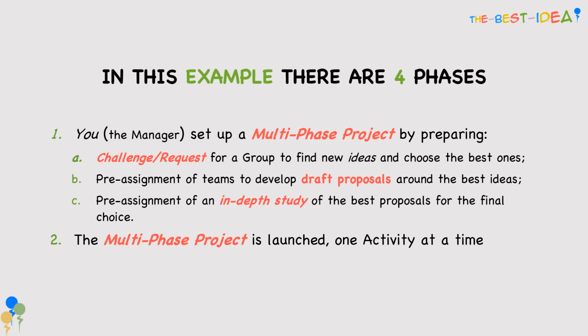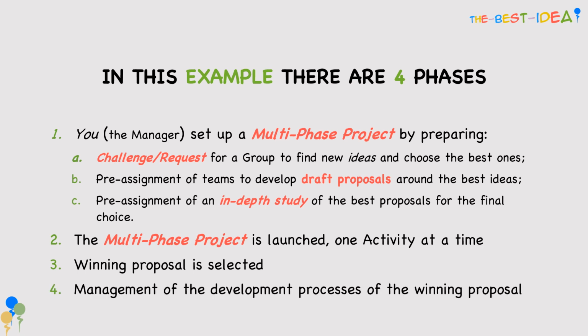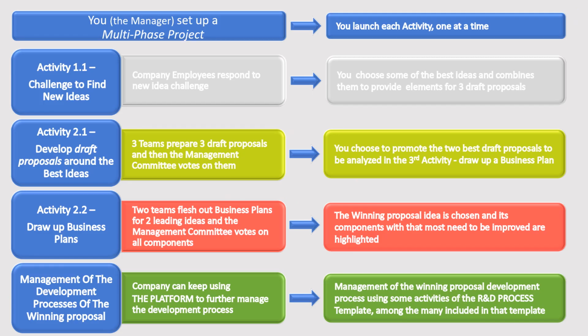In the second phase, the multi-phase project is launched, one activity at a time, by entering the start and end dates to participate. In the third phase, the winning proposal is selected, based on the work done up to that moment. In the fourth phase, the development processes of the winning proposal are managed through the platform. This flowchart summarizes how this multi-phase project is set up. We'll go over each step one by one.